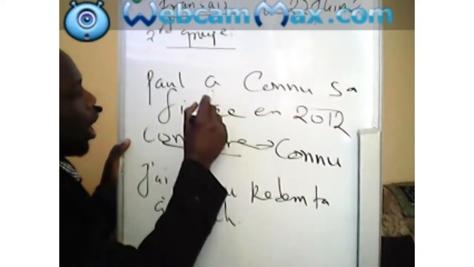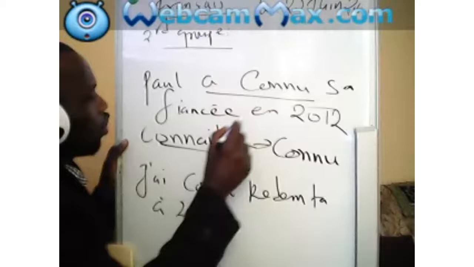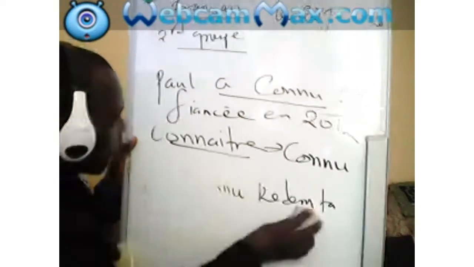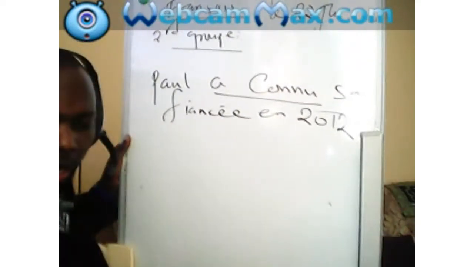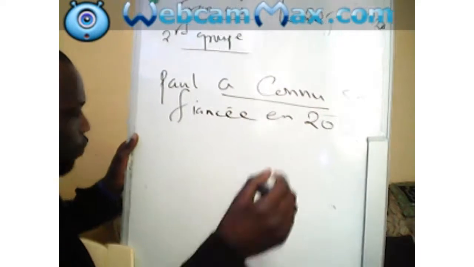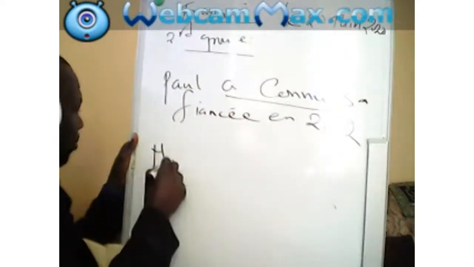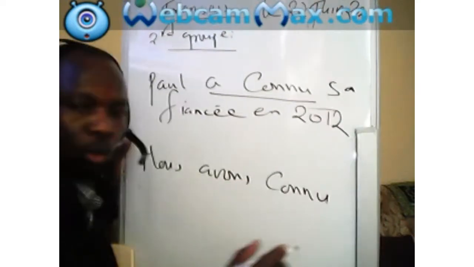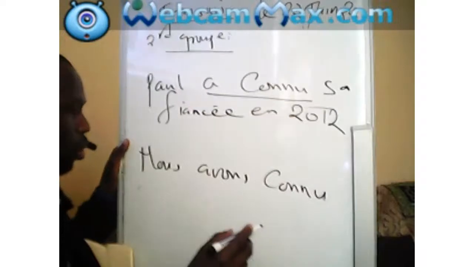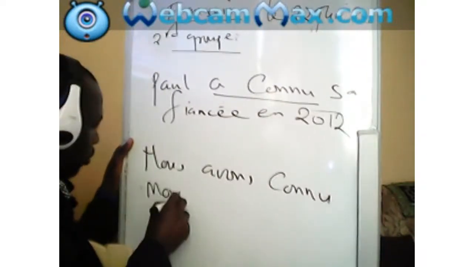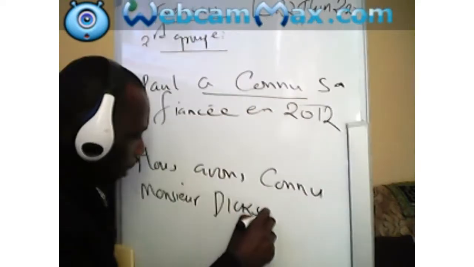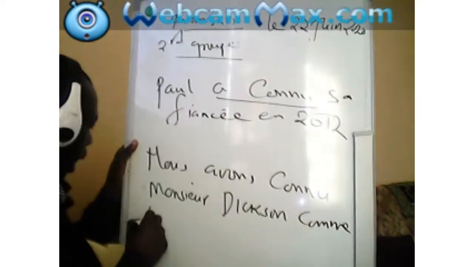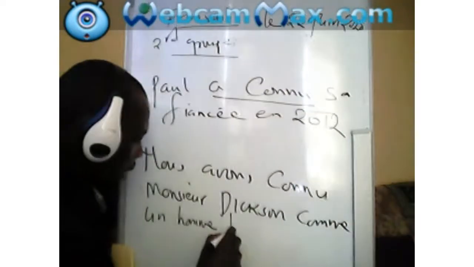A connu. Okay? We can use that verb again, the verb connaître. We can also use it, for example, nous avons connu Monsieur Dixon comme un homme très sérieux.